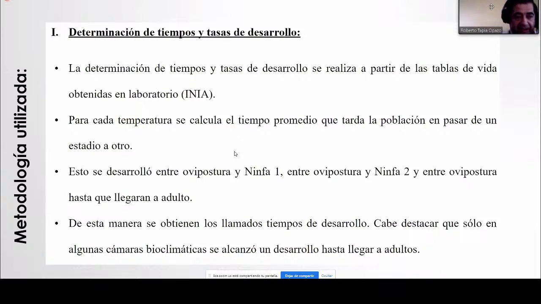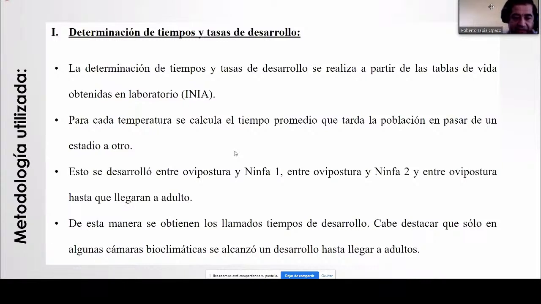They follow the individual, not the population. We're looking at population. This was done between the moment of laying eggs, nymph one, laying eggs, nymph two, and also laying eggs to adult. Those were the periods we analyzed, looking at the life cycle tables.